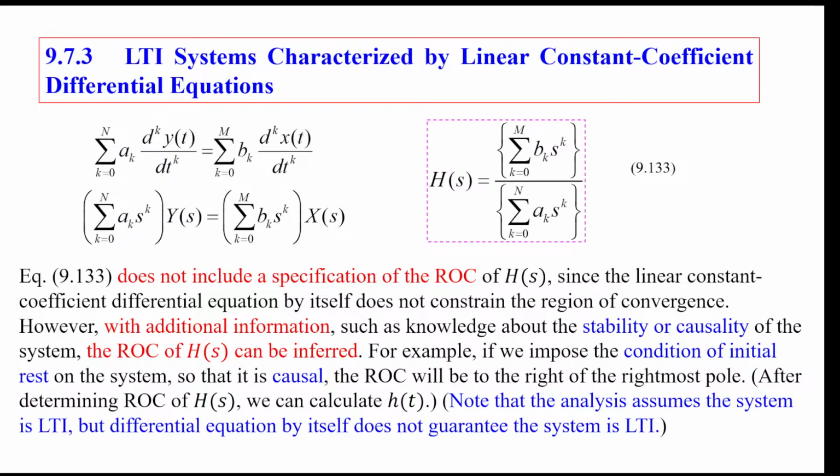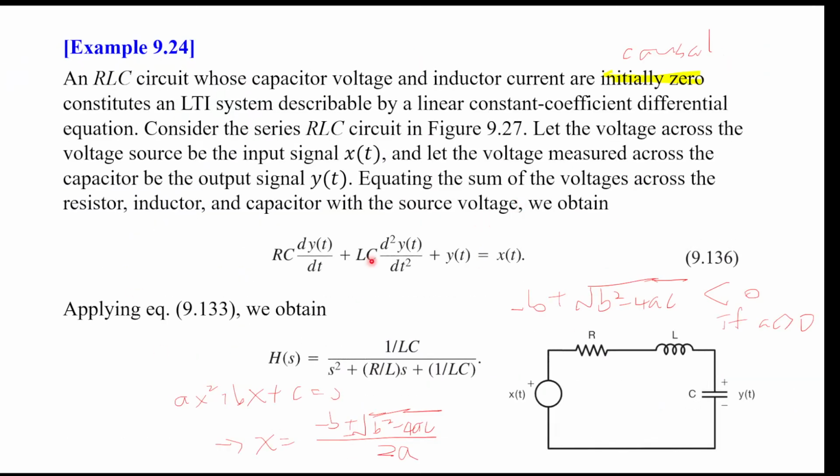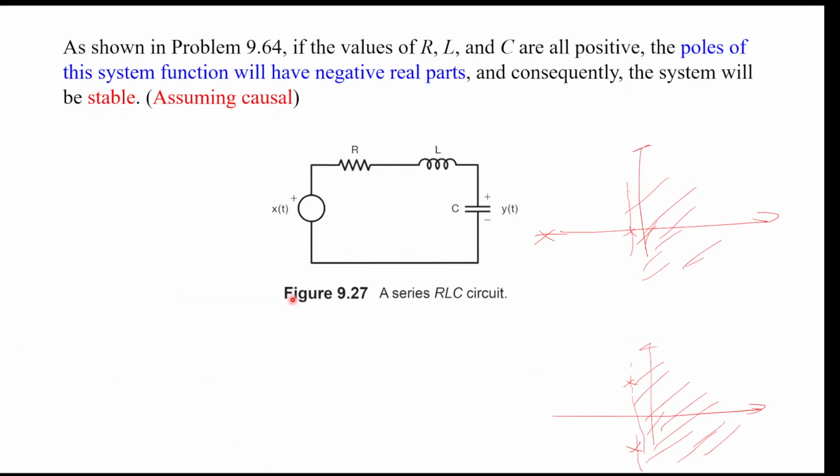And then from here there is a whole bunch of things you can do. You can infer your ROC by having an extra condition on your system. The most usual one is you say your system is initial rest. Initial rest implies that your system is LTI and causal. Then you can pick your ROC to be the rightmost ROC specified by these rational poles, and you have determined your system.